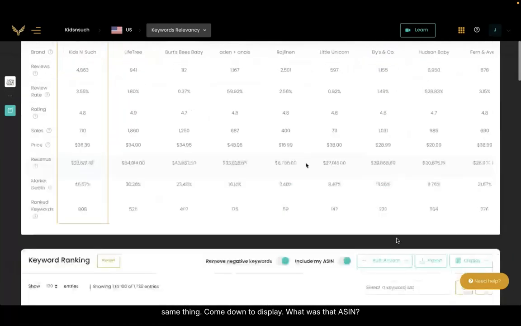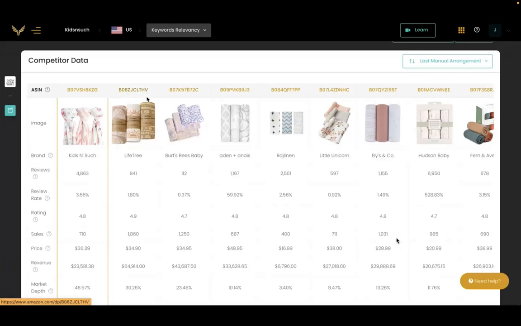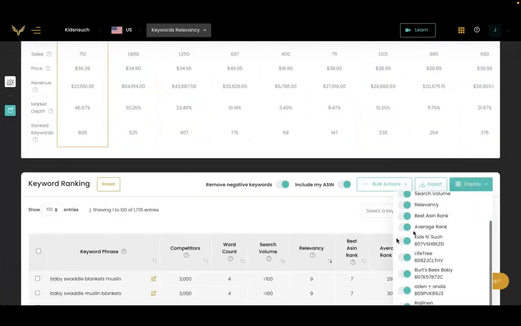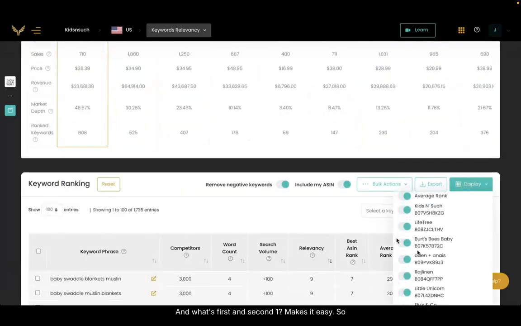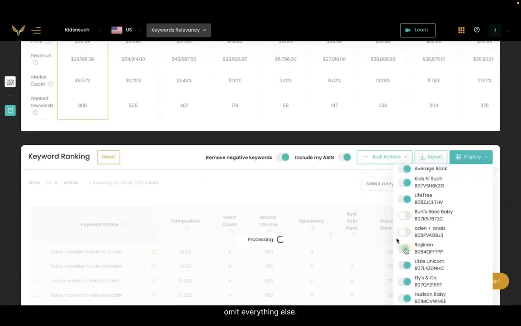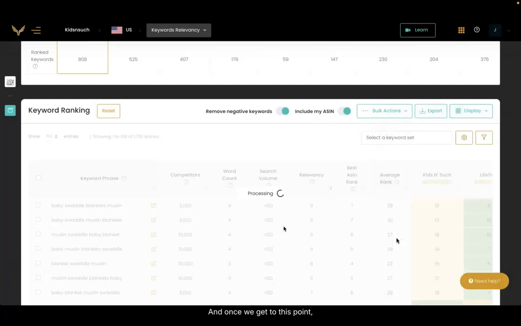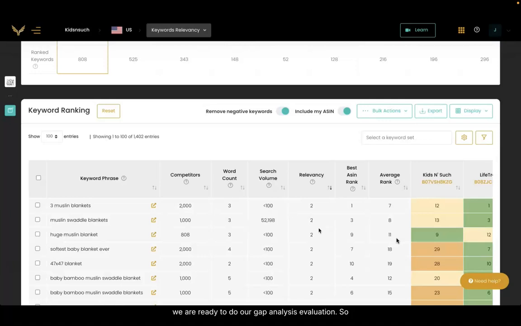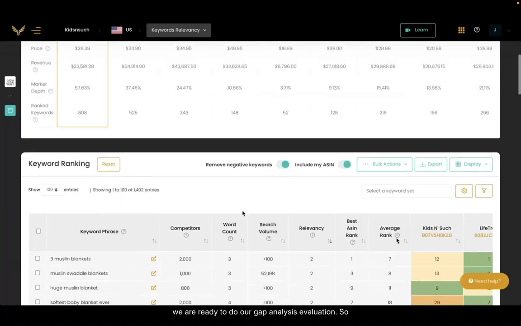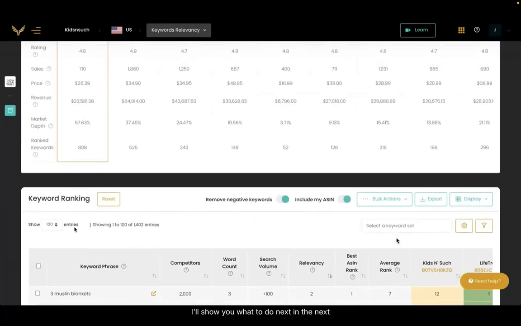Come down to display. What was that? ASIN, display, and it's the first and second one. Makes it easy. So omit everything else, and we're going to remove those competitors. Once we get to this point, we are ready to do our gap analysis evaluation. So I'll show you what to do next in the next video.